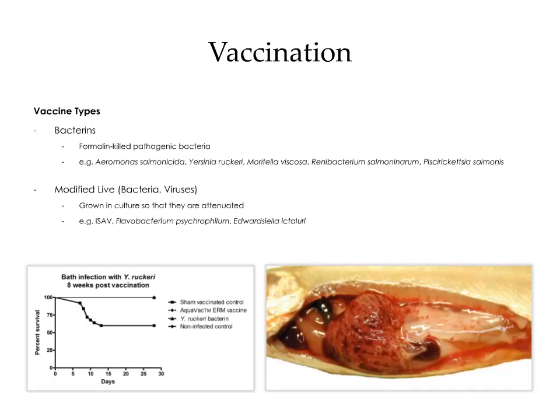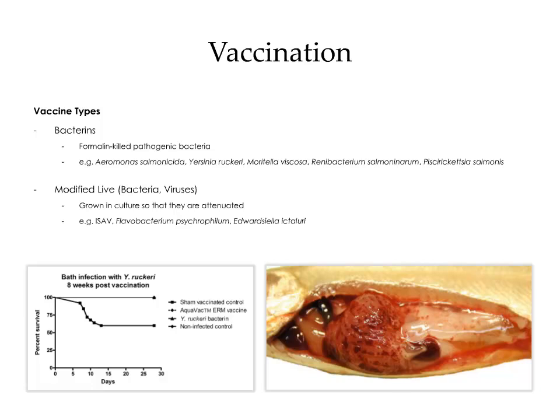There are several types of vaccines in aquaculture, but some of the more common ones include bacterins and modified live vaccines. Bacterins are pathogenic bacteria that are killed in formalin. Examples of bacterin vaccines include Aeromonas salmonicida, Yersinia ruckeri, Moritella viscosa, Renibacterium salmoninarum, and Piscirickettsia salmonis.